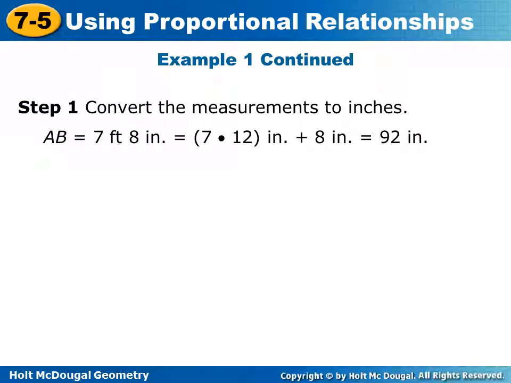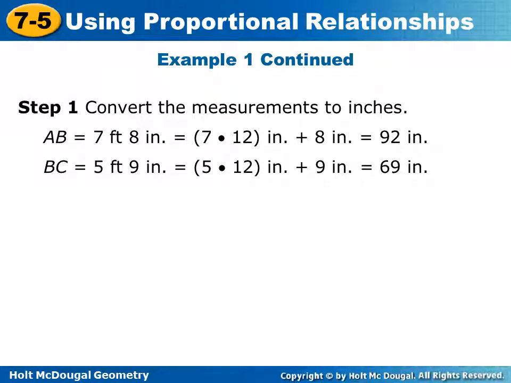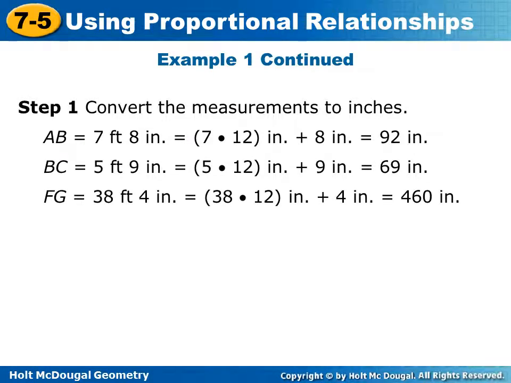So AB is 7 feet 8 inches. 7 times 12 gives the feet in inches, and then add the extra 8 inches to get 92 inches. BC is 5 feet 9 inches, so we multiply the 5 by 12 and add 9 to get 69 inches for BC. FG was 38 feet 4 inches, which comes out to 460 inches.